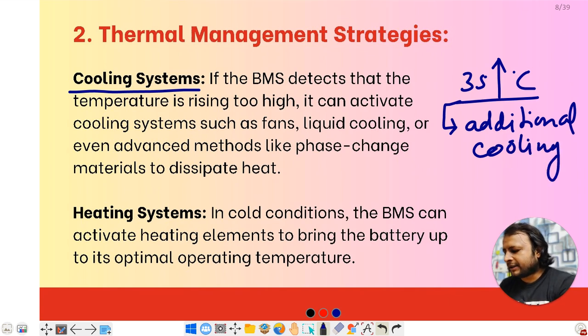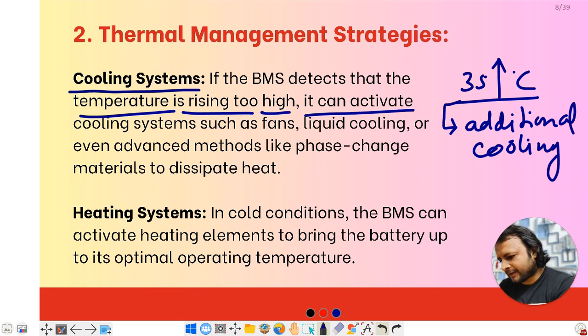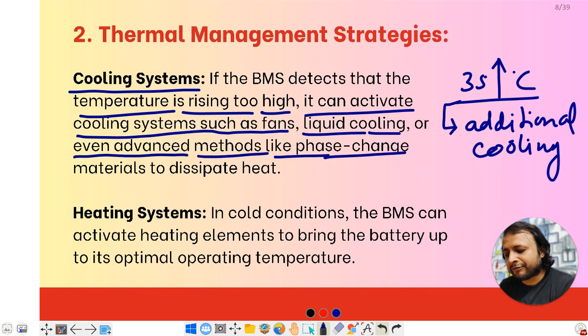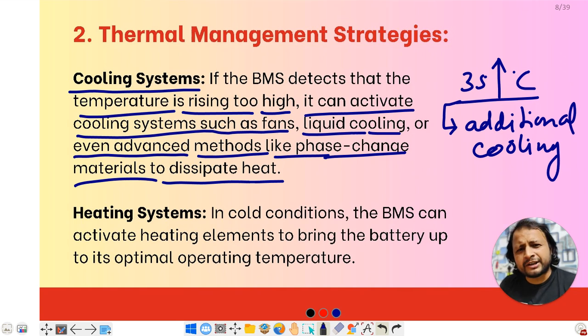So the BMS detects that the temperature is rising too high, and it can activate cooling systems such as fans, liquid cooling, or even an advanced method like phase change materials that we are using. If the temperature is increasing, it automatically converts into liquid form and gives cooling for better dissipation of heat. So that is very much important.